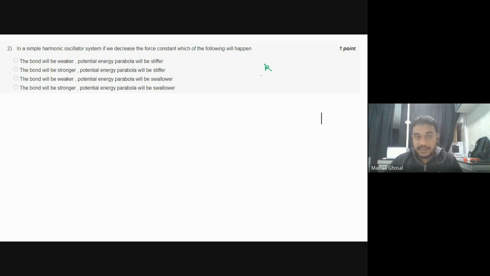So the question is, for a simple harmonic oscillator system, in case of vibration, solving any problems regarding vibrational spectroscopy, you must always think whether it is the simple harmonic oscillator model or the anharmonic model. It is said that it is a simple harmonic oscillator system, and if we decrease the force constant K, what will happen to your bond length, and what will happen to your potential energy curve? So what should be the answer?